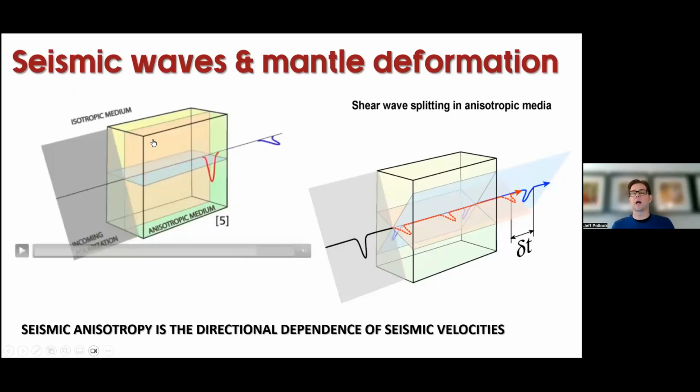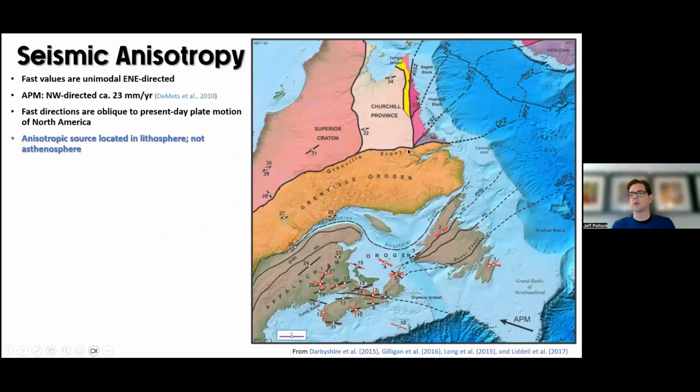So if we apply both of these bits of information to Eastern Canada, we look at the anisotropic measurements, the direction of the fast values measured on seismograms all tend to dominantly parallel the east-northeast direction as the main structural trend of the orogens, both the Appalachian and the Grenville. And there are several reasons for this. The most obvious is, is this related to present-day flow or direction of plate motion?